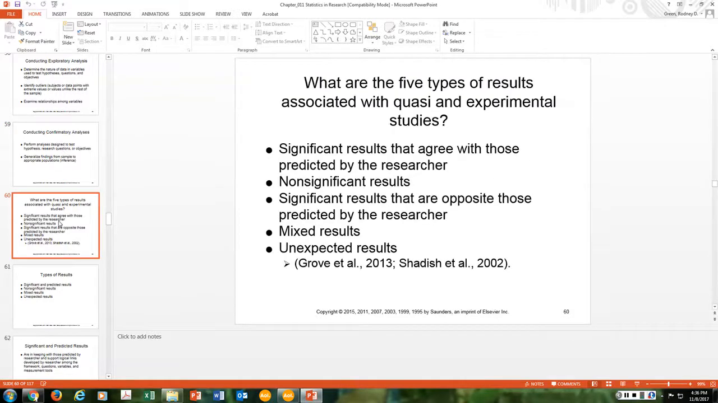What are five types of results associated with quasi-experimental and experimental studies? Significant results that agree with those predicted by the researcher. That would be the ideal situation. Or non-significant results. Haven't found anything significant here. Significant results that are the opposite of those predicted by the researcher. Mixed results, where you get a little bit of both. And unexpected results.